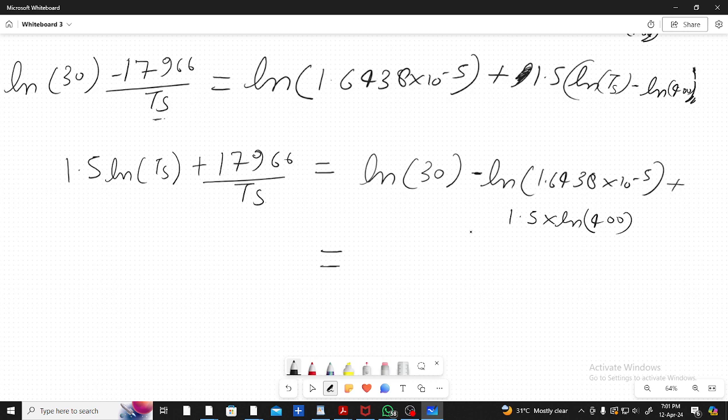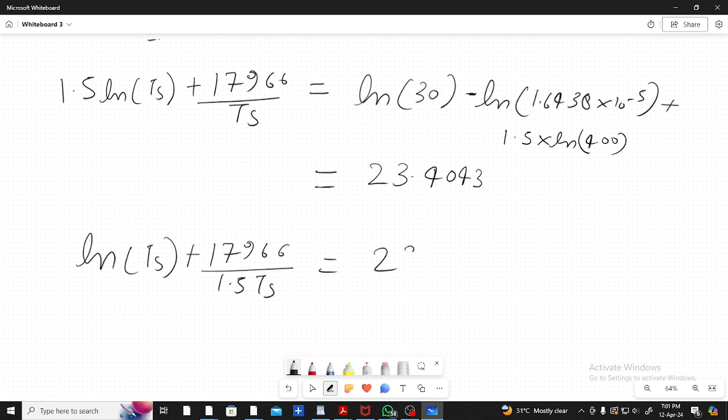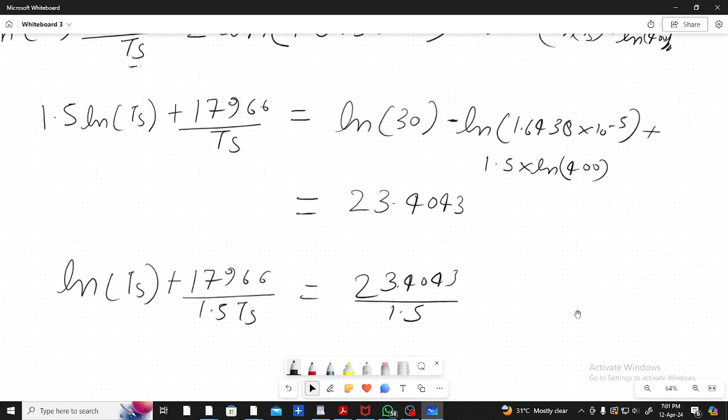The right side of the equation is 23.4043. Right. Now ln ts plus 7966 upon 1.5 into ts is equal to 23.4043 upon 1.5. See, let me tell you one thing.